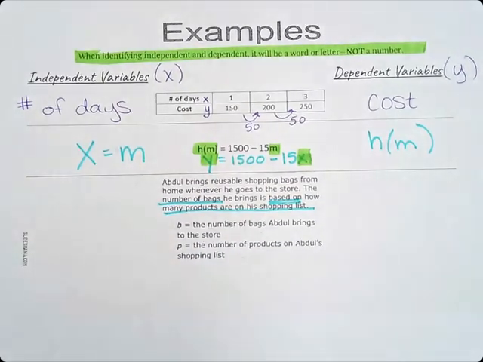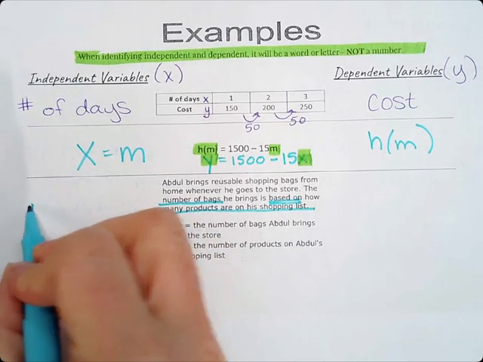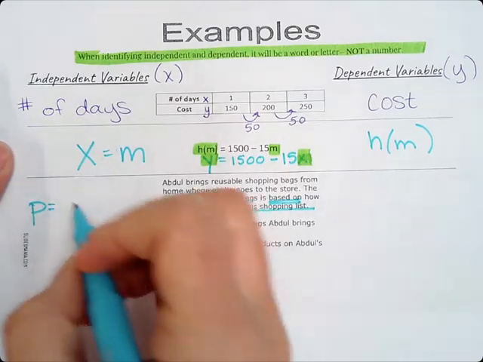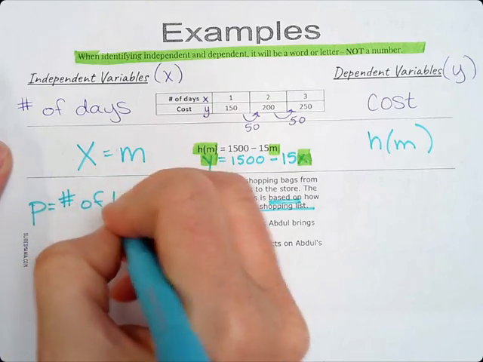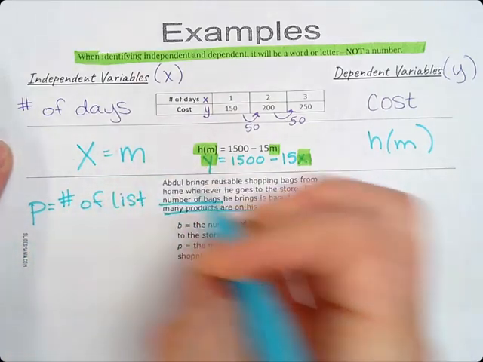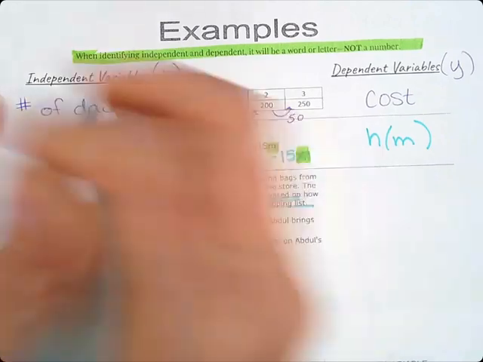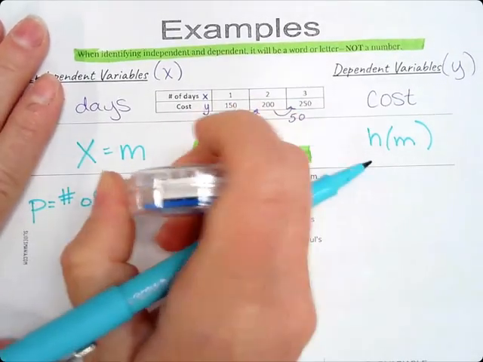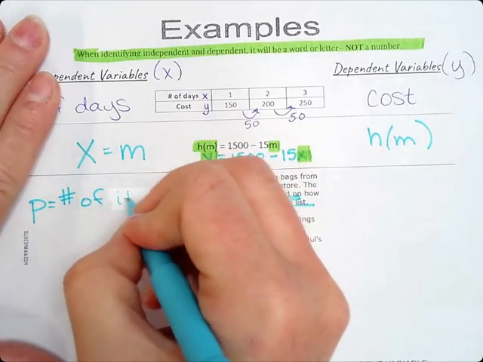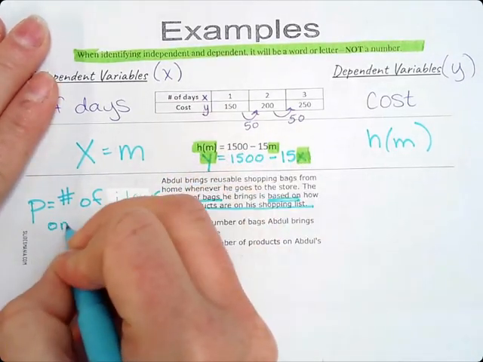So do you decide on your shopping list first or the number of bags first? Yeah, you make your shopping list first. So what does that mean shopping list is? Independent, right. P, which is number of items. I don't know, number of items on the list. I don't know why I put that. Items on the list.